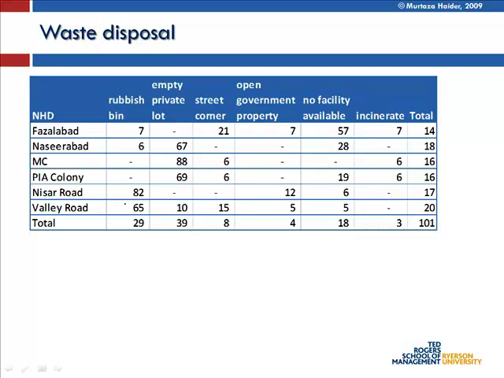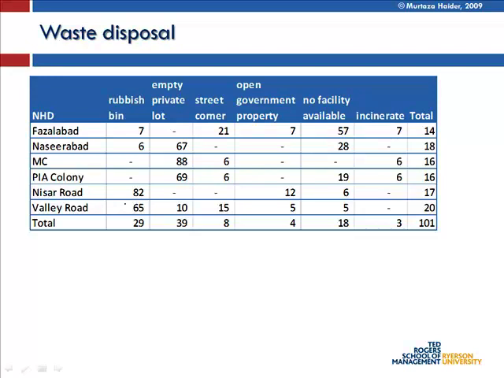When you do your research, you can actually look at how services are provided. And you would notice that in the mid-income neighborhoods, no rubbish bins are provided by the municipal authorities. And in the low-income neighborhoods, only 7 or 6% of the households reported having access to a rubbish bin, whereas most of the low- and mid-income neighborhood dwellers were, in fact, disposing their waste on empty lots within the same neighborhood. In one instance, it was 88%. In another, it was 70%.